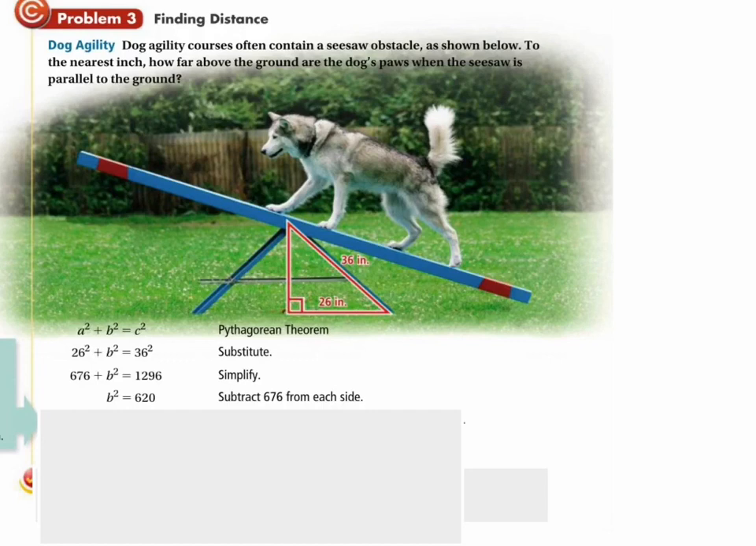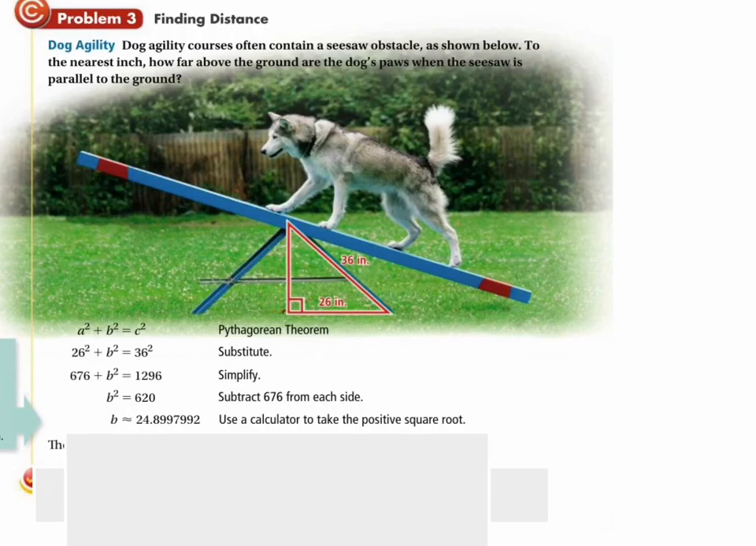Now, notice how it says to the nearest inch up here. If it says to the nearest inch, that means that you're going to actually calculate it and round it to the nearest inch. So you're going to use the square root button on your calculator, square root of 620, and you get 24.8997992 approximately, which rounds to the nearest inch to 25. So to the nearest inch, the dog's paws are 25 inches above the ground.